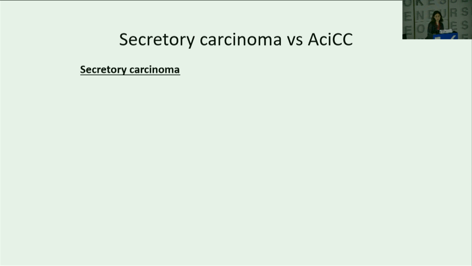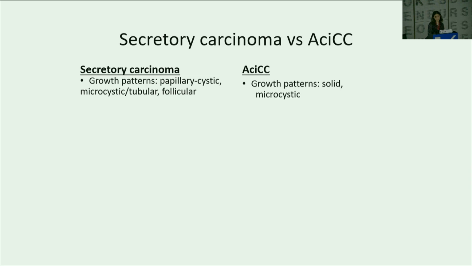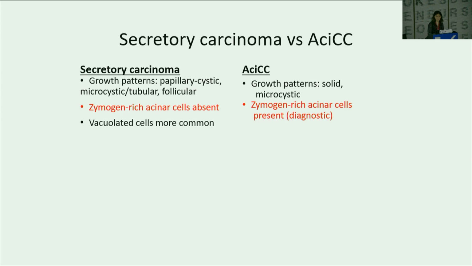In secretory carcinoma, we most commonly see the papillary cystic pattern, and tubular, microcystic, and follicular patterns. In SNX carcinoma, the solid and microcystic patterns are more common. Zymogen granules with acinar cells are absent in secretory carcinoma. In SNX cell carcinoma, these cells are diagnostic and essential to make the diagnosis. Vacuolated cells are more common in secretory carcinoma.